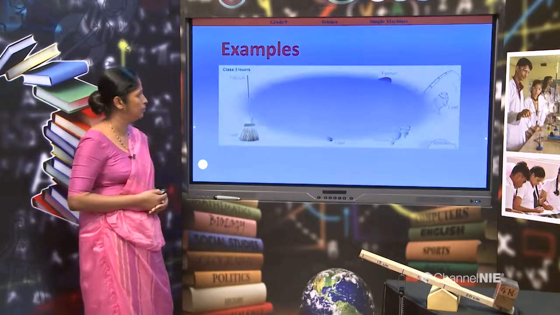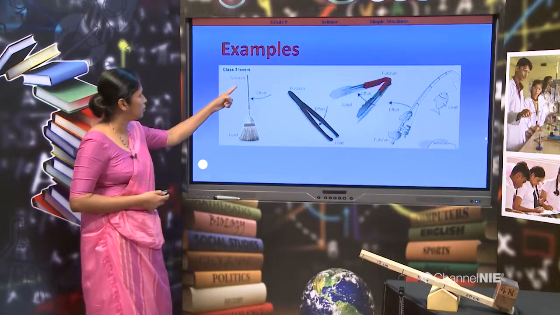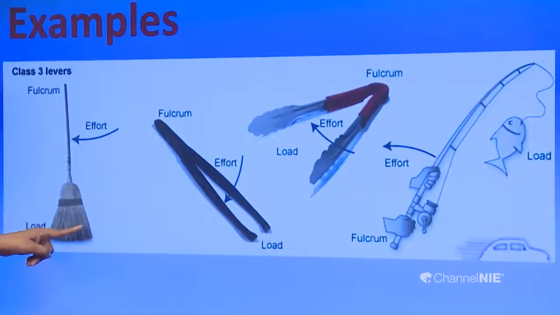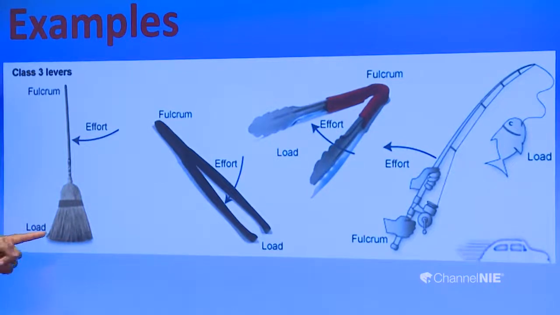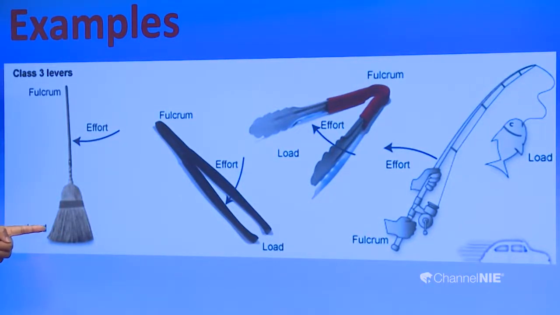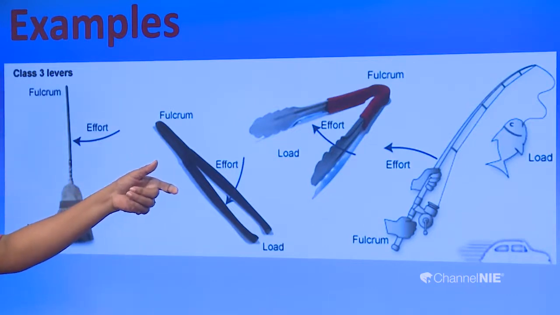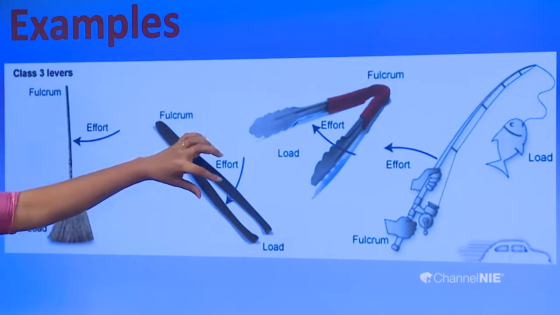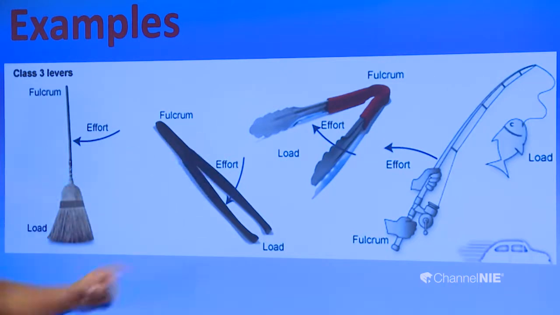Examples: a broom. Here is the load, the dirty particles. We remove dirty particles by exerting the force in the middle of the broom. So, the load moves a longer distance than the effort. A tweezer: effort is exerted in the middle, and the load moves a much greater distance than the effort.